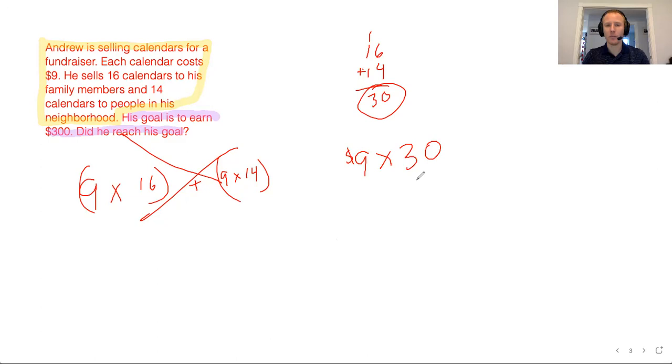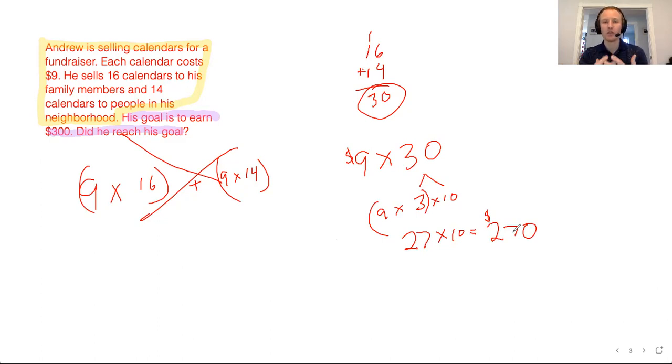9 times 30. Well, same strategy as last time. The 30 is really a 3 times a 10. And we multiply that by 9. We can shift our parentheses off of the 3 times a 10 onto the 9 times the 3 to get a 27. 27 times 10 equals 270. But then you need to think, what does that 270 represent? Well, it represents money. It represents dollars. He sold 30 calendars for $9 each. He made $270. So this is all step 1.